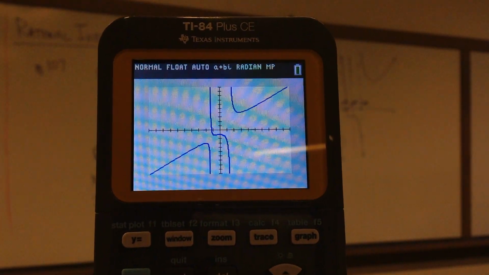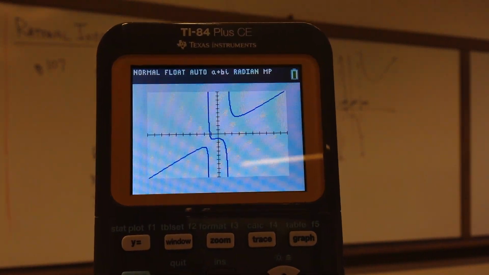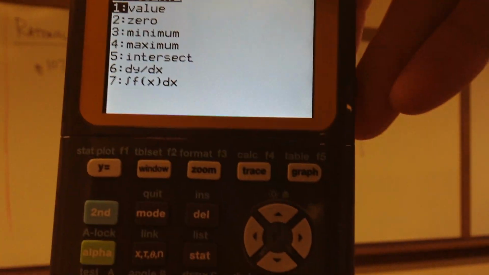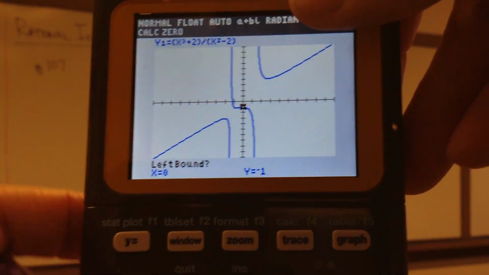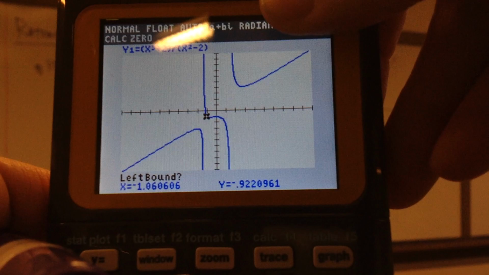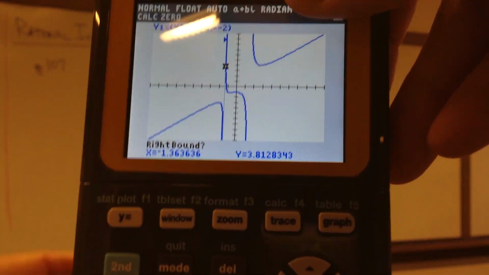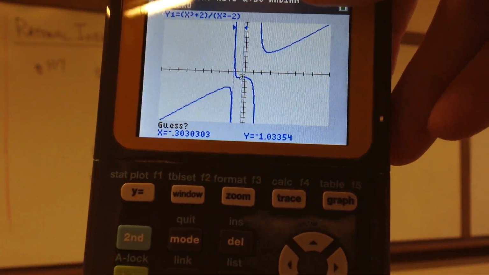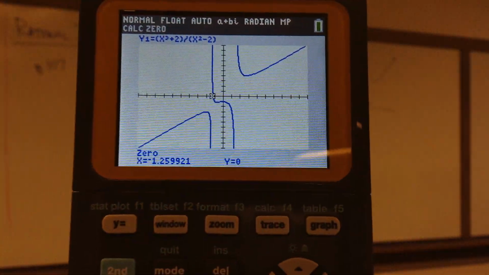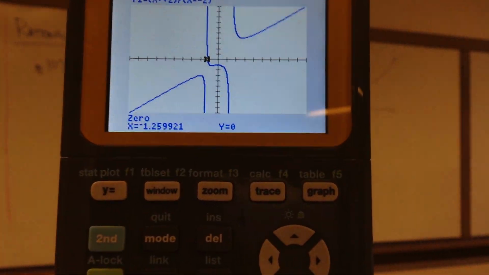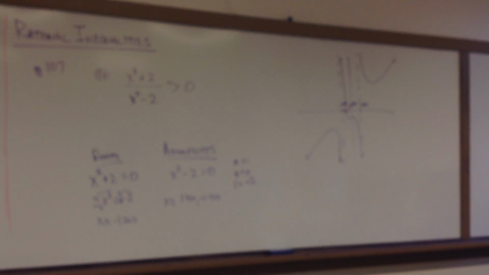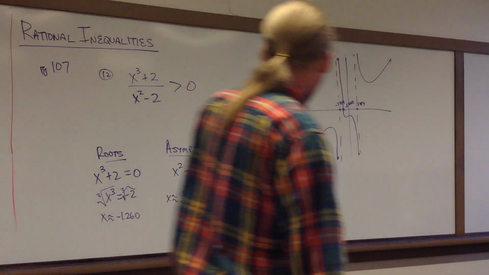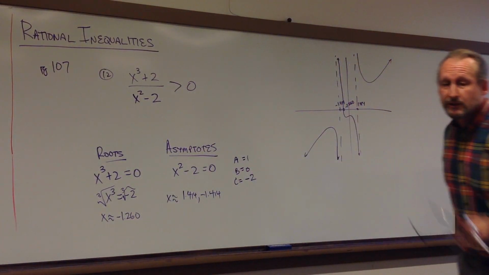All right, so there it is. And again, if we want to go in and find that root on the calculator, you can do second trace, choice number 2, and then you've got to back up to set a left bound. There's a left bound. And then arrow past it, there's a right bound. And there's the calculator giving us that same information that we saw for negative 1.2599, which I rounded off to negative 1.260. Okay, so we've got all our critical values identified.